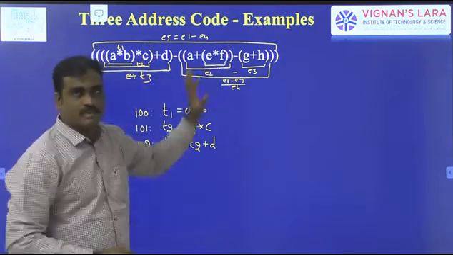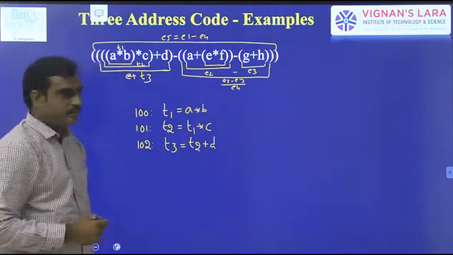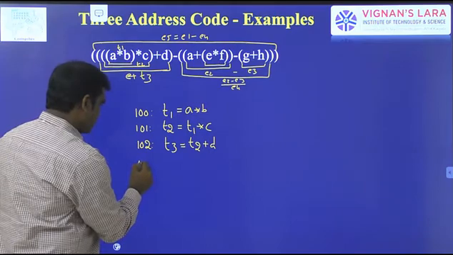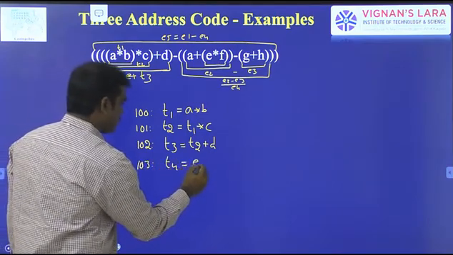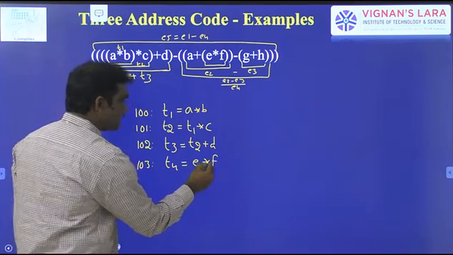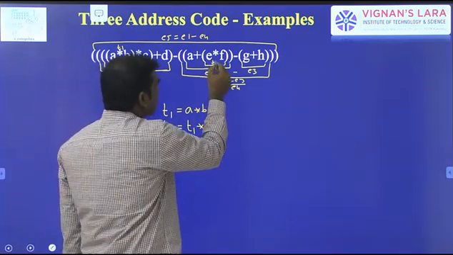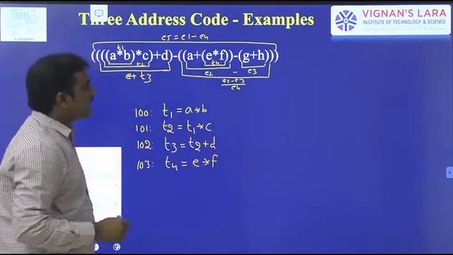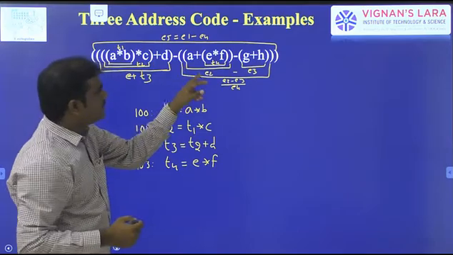Now this part is over. Now come to the second part. In the second part, first we have to compute E star F. So 103, T4 equal to E star F, because it is already in 3 underscore form. So this is T4. Next one, A plus T4.